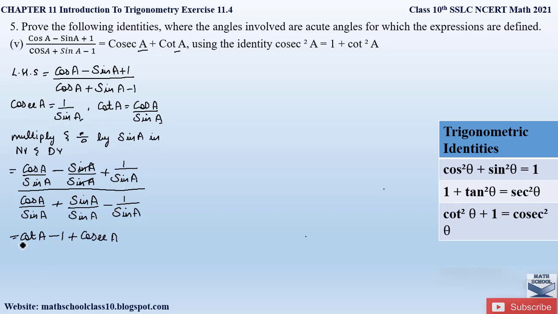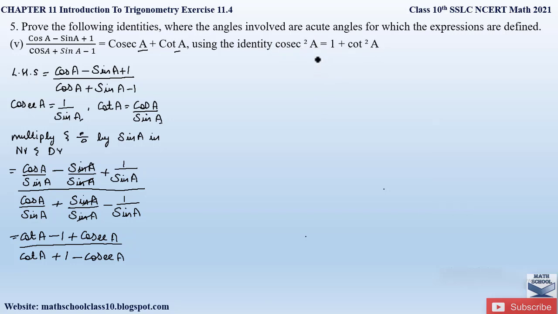Cosecant A divided by, again, cos by sin is cot A plus sin, and sin will cancel. So plus 1 minus 1 by sin A is cosecant A. Now as it is said here in the hint that we have to use the identity, that is cosecant square A is equal to 1 plus cot square A. So using this identity we will solve the question further, which is the very important step here.